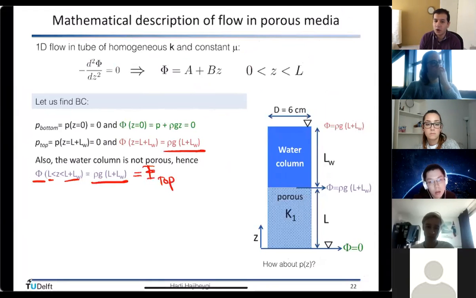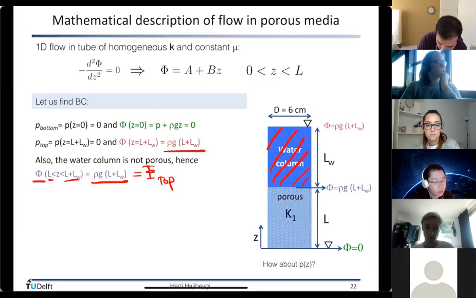Assuming that the water column is not porous, that's not an assumption, this is a fact. Its permeability is 10 to the power 8 times more than the permeability of the porous medium, if the porous medium is 1 Darcy even. If it's smaller, that would be much bigger than a 10 to the power 8 factor. So we assume that the potential in the water column does not change. It doesn't drop because the potential drop is extremely small.